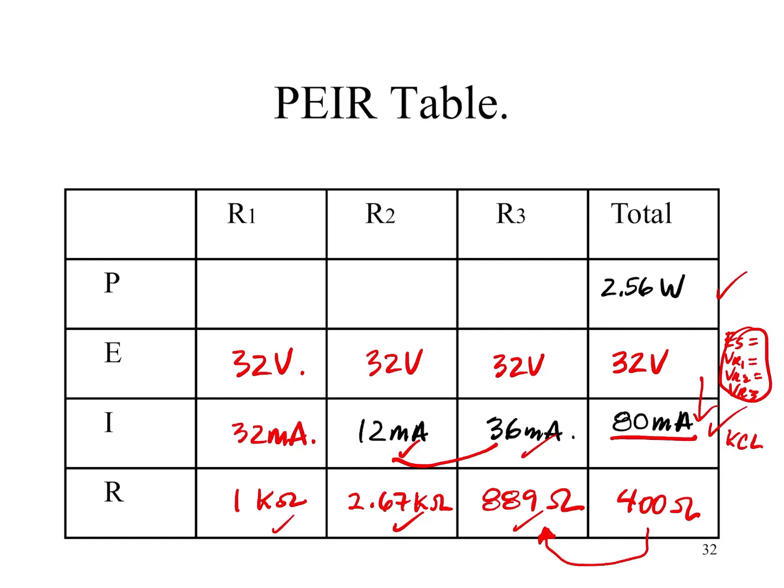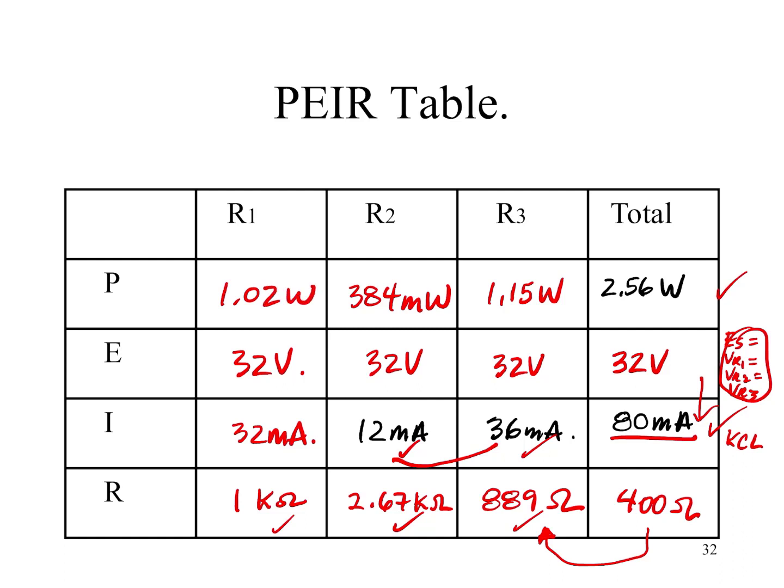It's just a multiplication, isn't it? So 32 volts times 36 gives us 1.15 watts. Then we can go to the next one, which is 32 times 12 exponent minus 3 is 384 milliwatts. And then the last one, 32 times 32 exponent minus 3 is 1.02.